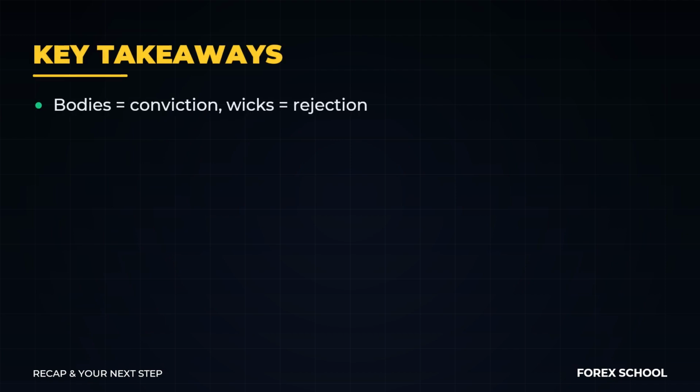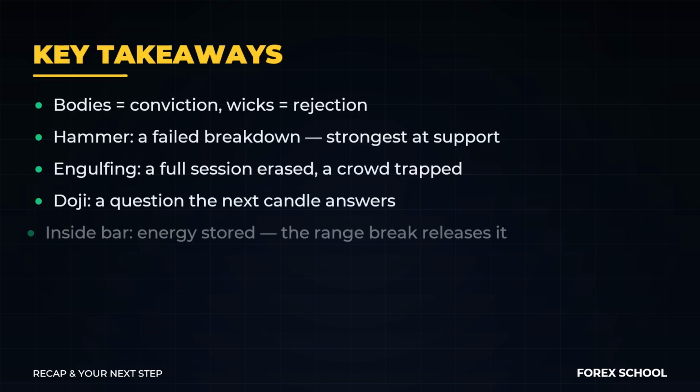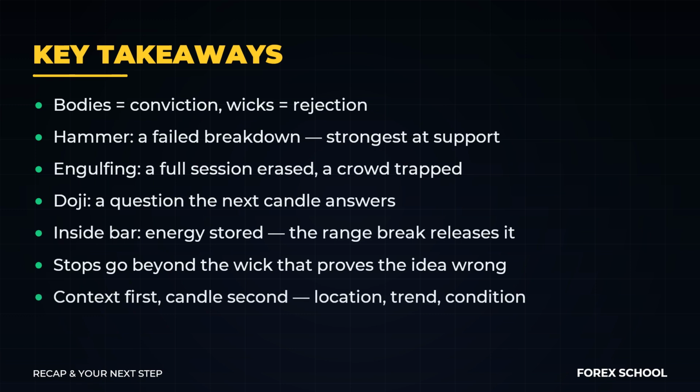Let's lock it all in. Bodies show conviction, wicks show rejection. That's the grammar of every chart. The hammer is a failed breakdown, most powerful at established support. The engulfing candle is a full session erased, conviction made visible, with a crowd trapped on the wrong side. The doji is a question that only the next candle can answer. The inside bar stores energy, and the close beyond the mother bar releases it.